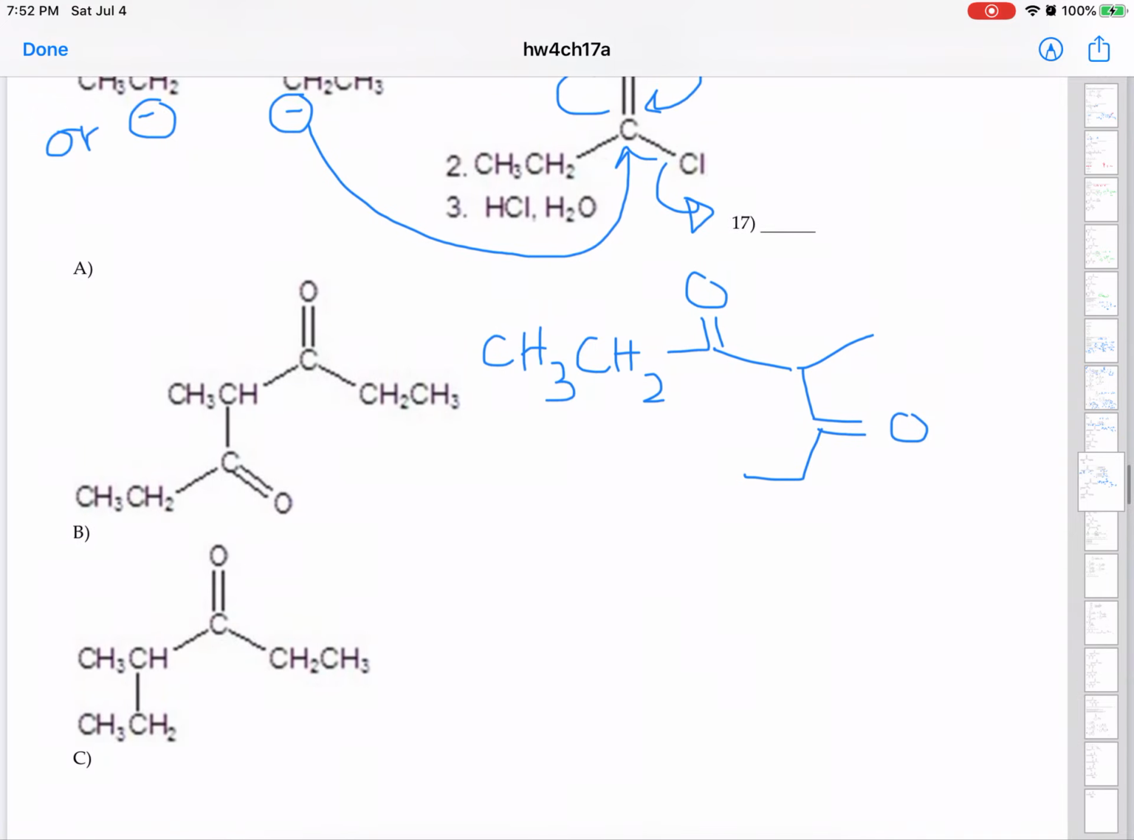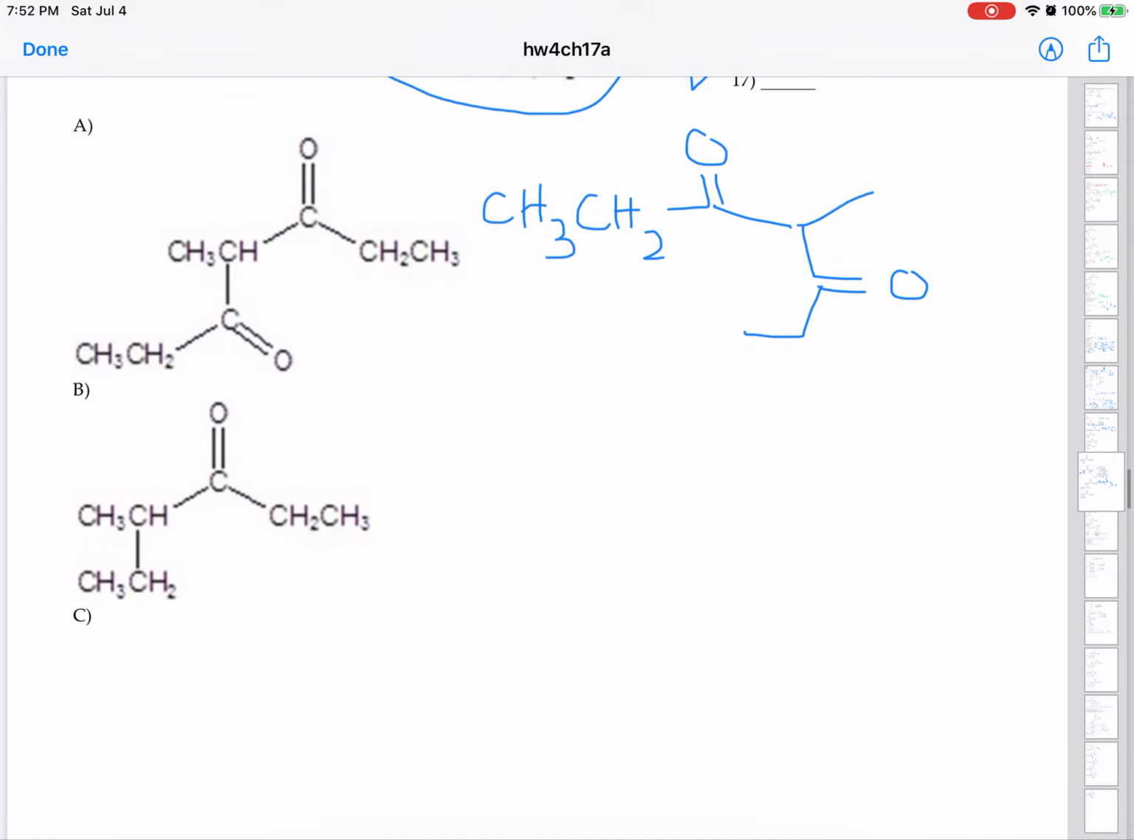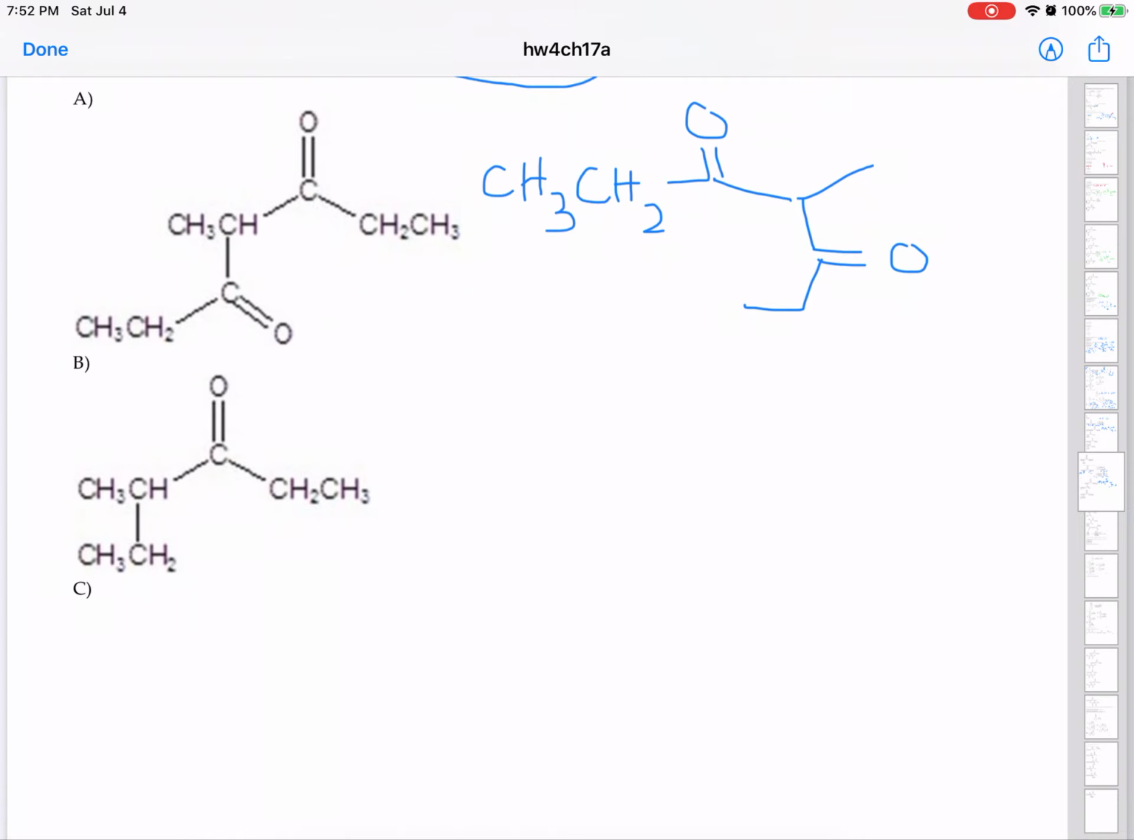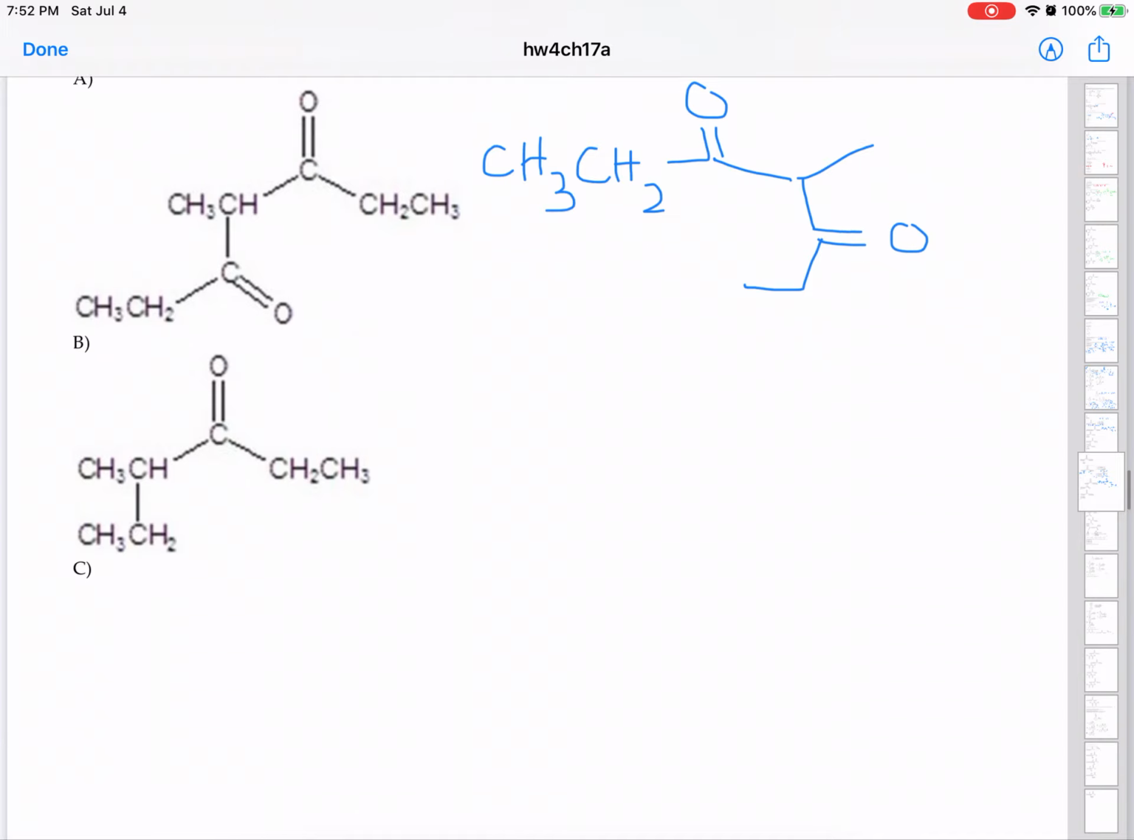Looks like A is the correct answer, isn't it? CH3, CH2, carbonyl group, CH, CH3, carbonyl, yeah. Looks like A is the correct answer. And then the next one.